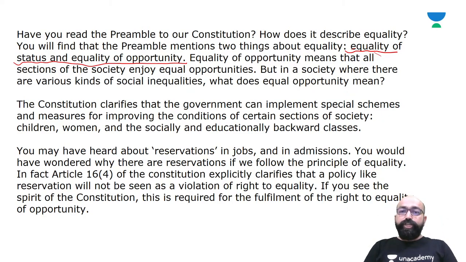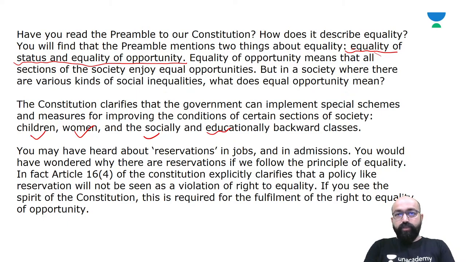Equality of opportunity means that all sections of society enjoy equal opportunities. But in a society where there are various kinds of social inequalities, what does equal opportunity mean? The Constitution clarifies that the government can implement special schemes or measures for improving the conditions of certain sections of society: children, women, and the socially and educationally backward classes.